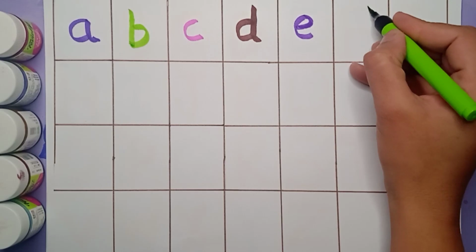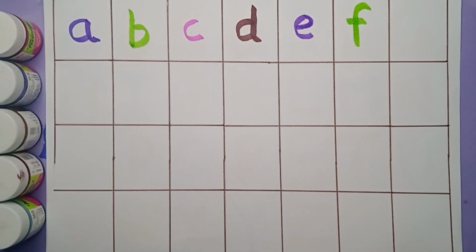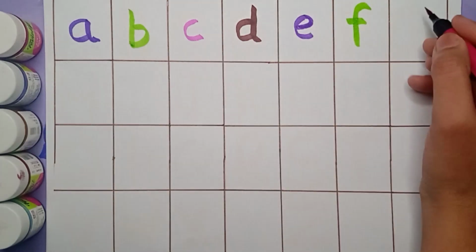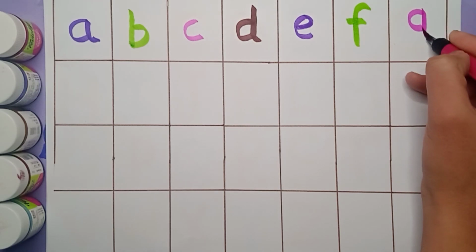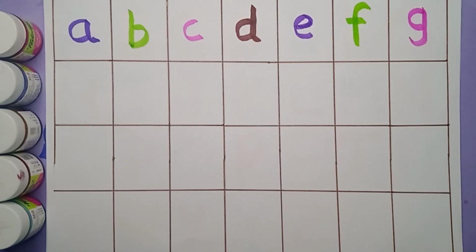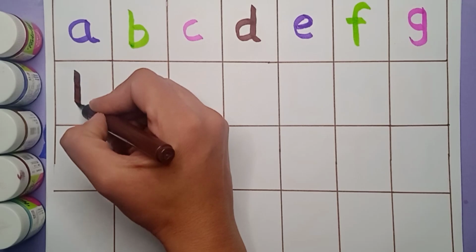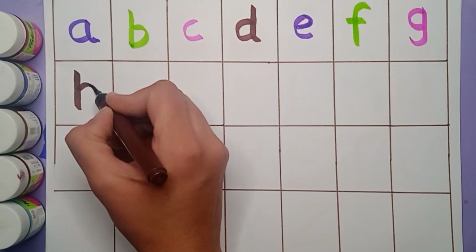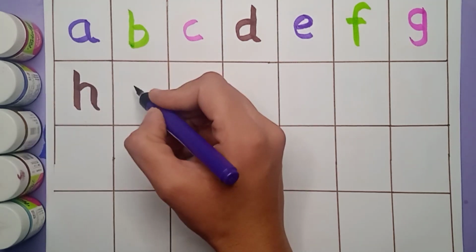It's green color. F, round, standing and sleeping line. It's F for fish. It's purple color. G. First make a C and a standing line and curve. It's G for goat. Next letter is H. It's a brown color, standing line and mountain like this. It's H for hen.